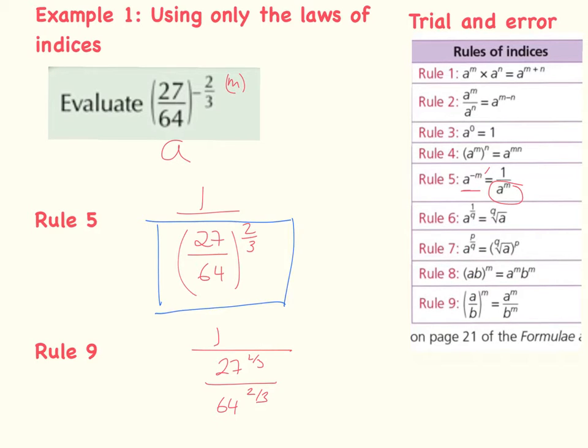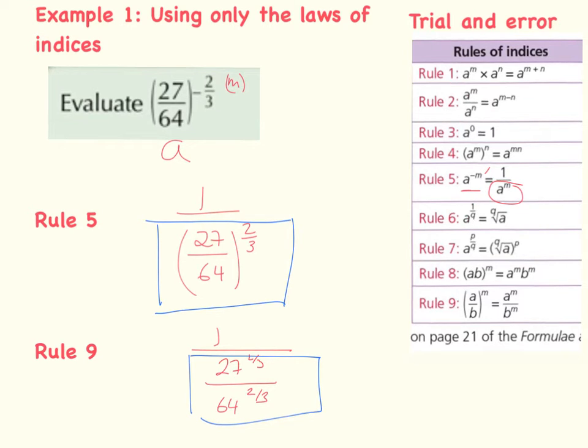Okay, I'm still focusing on the bottom half. I'm not too worried yet about the top. I'm going to focus on where the indices are. And I have 27 to the power of 2/3 and 64 to the power of 2/3. So I'm going to look now and see if there's a rule here that has a number to the power of a fraction. As I get down, I can see that rule 6 has a number to the power of a fraction, but the fraction must have a 1 on it, so that's not going to help me.